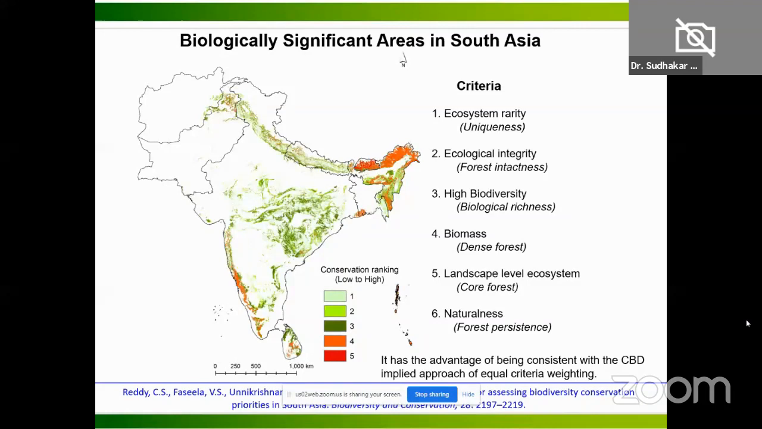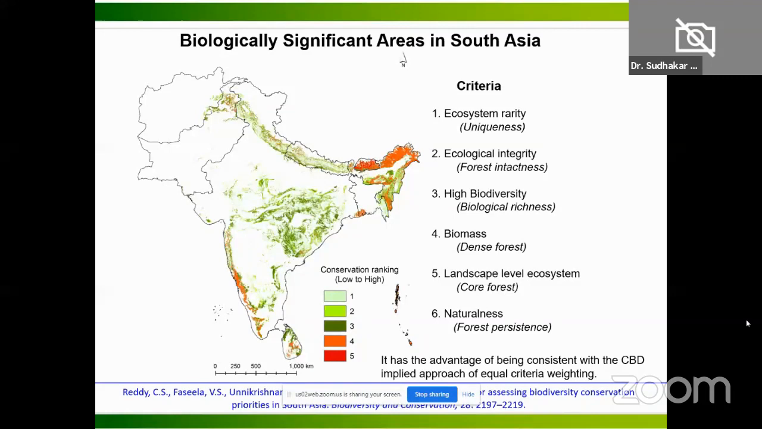And here, not only the biological richness information, we also have to identify the high biomass forest. Mostly the dense forest areas will have more biomass. So we integrated the biomass map, the core forest map, and the persistent forest information, meaning forest that has been surviving from 1930 to date. Whichever area satisfies all the 6 criteria receives a high conservation ranking, and whatever areas have only one kind of criterion go under the low conservation ranking. So this database is also very useful for conservation management and for identifying a good number of wildlife sanctuaries and protected areas.